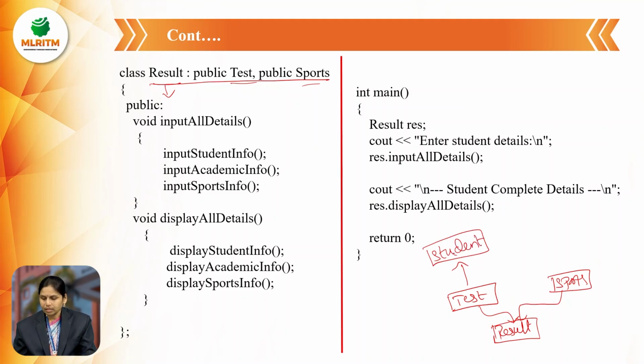Student is derived to test. Now sports is a separate class. From these two classes, we are creating one more child class, that is result. Now, tell me how many objects are created in this program.